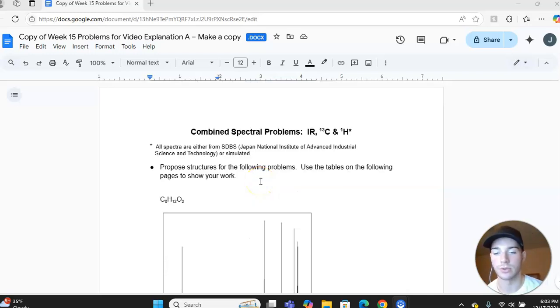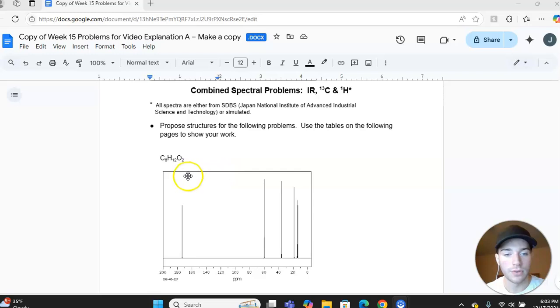Today is 12/17/2024, and I'm going to be solving this combined spectral problem and giving my analysis of it and how I got the answer. So the first thing that I wanted to figure out when looking at this problem was the possible functional group that could be within the molecule. And I did this by first calculating the degrees of unsaturation.